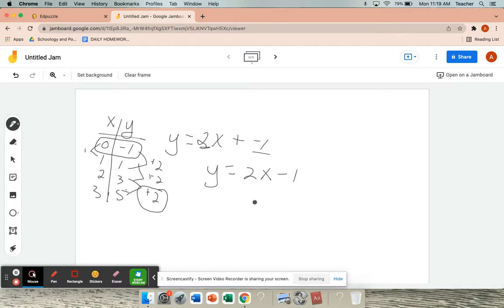Now, let's check our work. I'm going to take any of these values and plug it in. So let's just try this point, the 1, 1. Our x is 1 and our y is 1. So if we have our x is 1, 2 times 1 is 2, minus 1 is 1. Our y has to equal 1, so it checks.